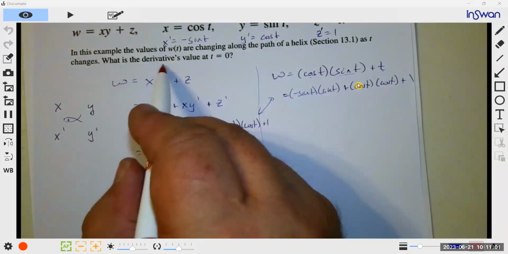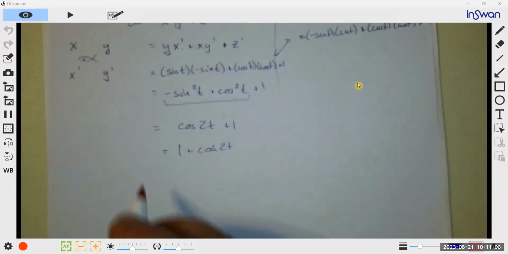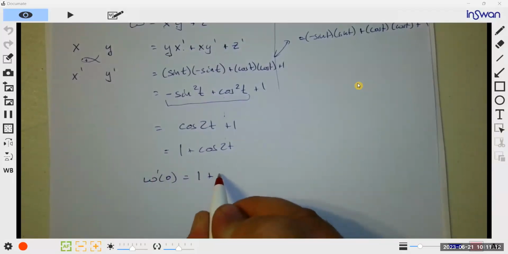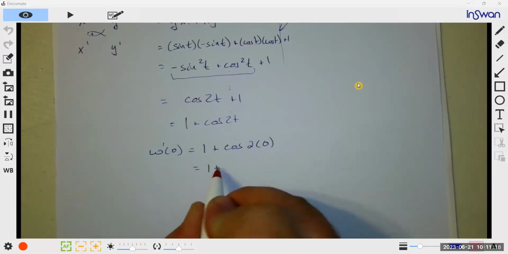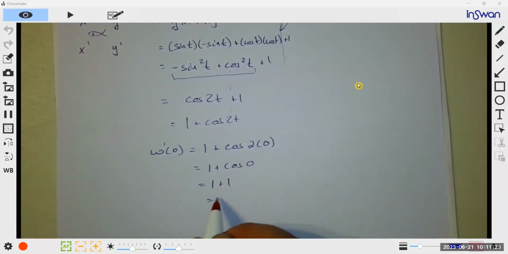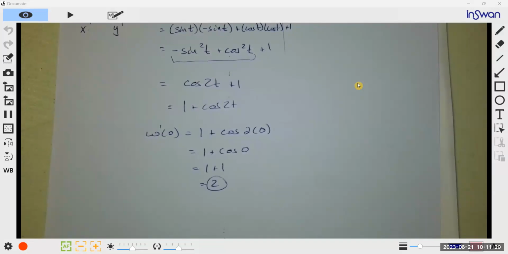But now, what is the derivative's value when t equals 0? 2 times 0 is 0. Cosine of 0 is 1. Derivative is 2. Again, remember, what does the derivative tell us? It tells us the slope. Oh, yes, definitely. Okay.